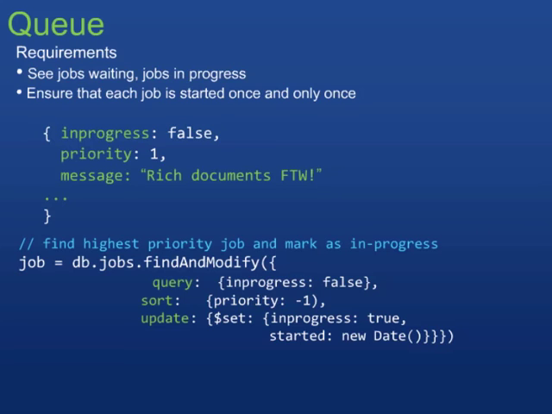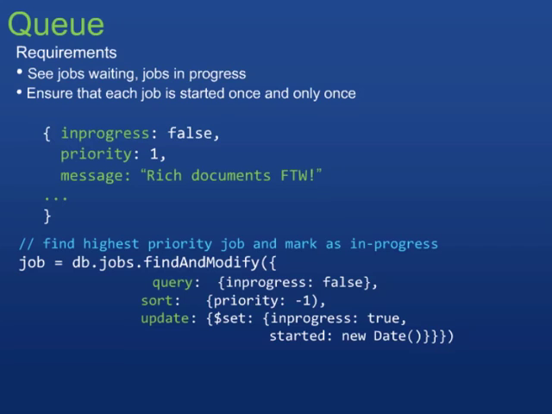and start working. So here I'm going to use a new command that we haven't seen before, the findAndModify. So findAndModify is an atomic compare and swap operation. So when you say db.jobs.findAndModify, I specify a query. So I'm looking for jobs that are not in progress. I specify a sort. So I'm sorting by priority because I want the highest priority member that has in progress set to false. And then I specify an update where I want to set in progress to true, and I want to mark a timestamp of when I started.